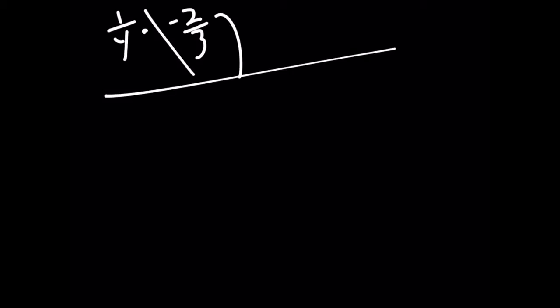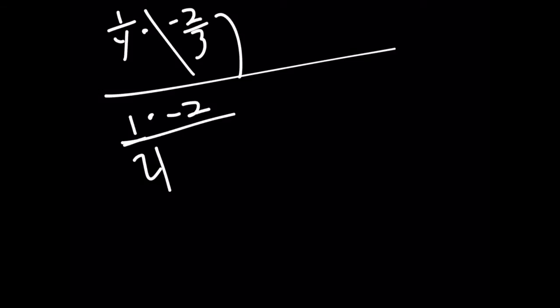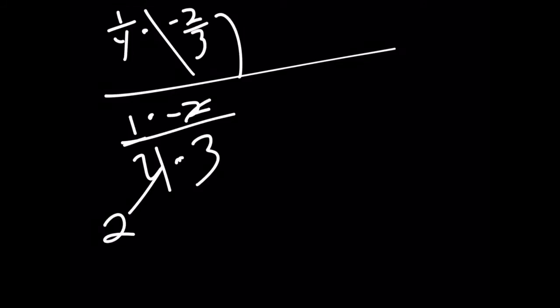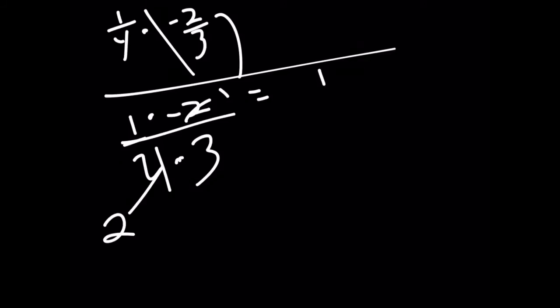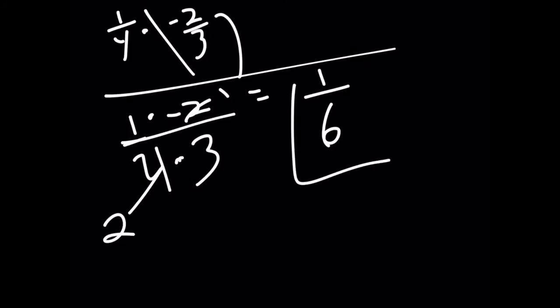You write 1 times -2 and 4 times 3, and you can cross multiply, so that's 2, and then that's 1. And then you just do 1 times 1 equals 1, 2 times 3 is 6, and you can't simplify, so that's your answer.